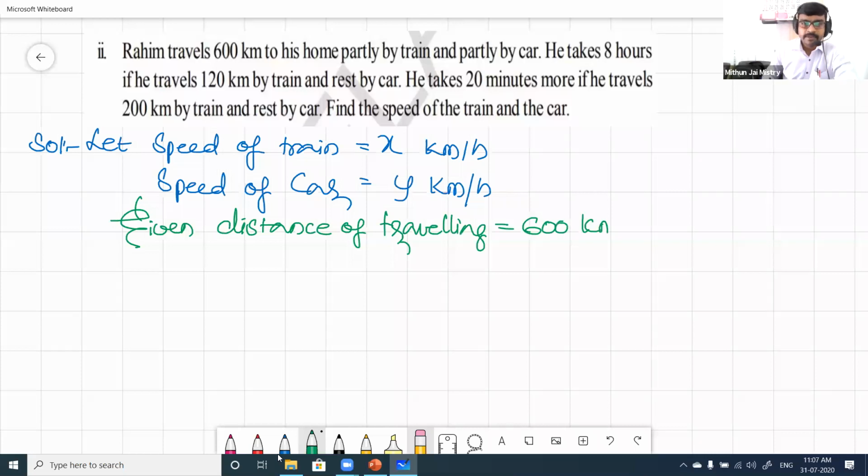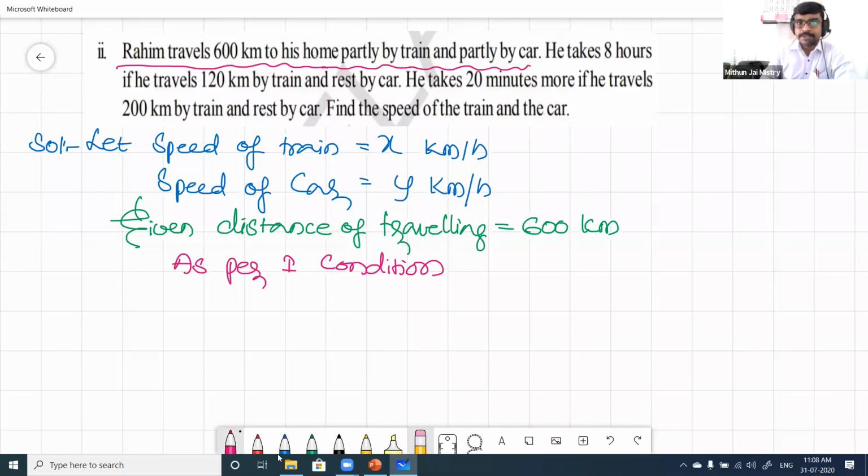Yes, sir. Now I'm going to the first condition. Here there is no downstream, no upstream. So as per the given first condition, what is it? Rahim travels 600 kilometers to his home partly by train and partly by car. He takes 8 hours if he travels 120 kilometers by train and the rest by car. This is the first condition.